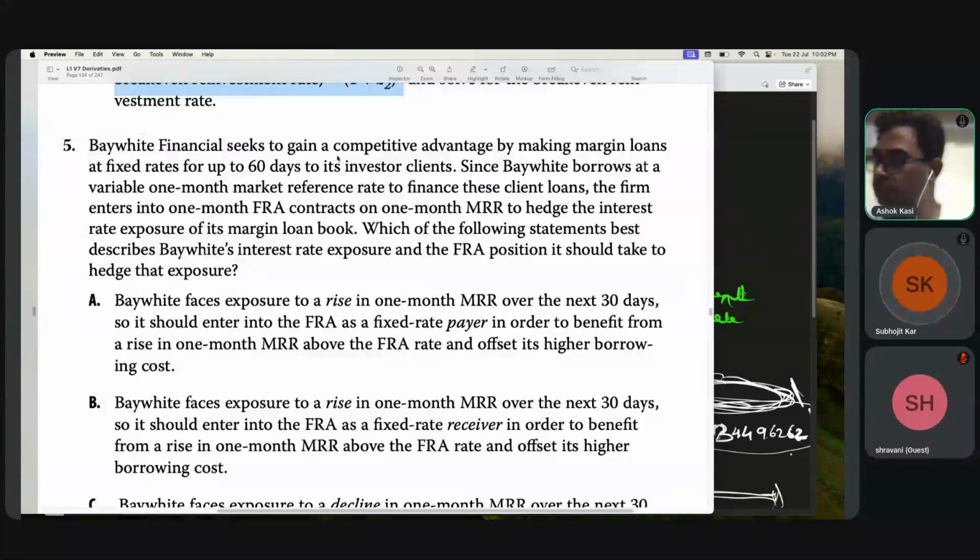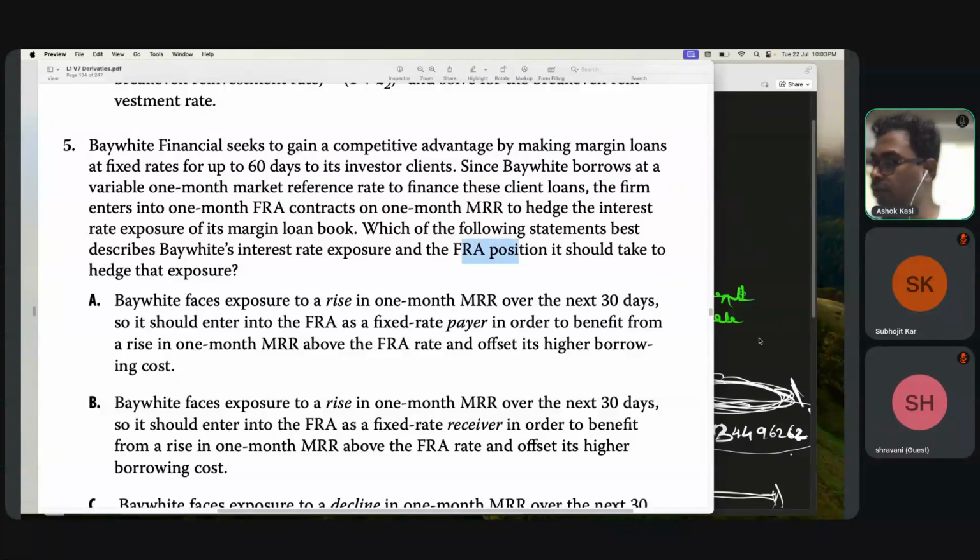Baywhite Financial seeks to gain a competitive advantage by making margin loans at a fixed rate for up to 60 days to its investors' clients. Since Baywhite borrows at a variable 1-month market reference rate to finance these clients' loans, the firm enters into 1-month FRA contracts on 1-month MRR to hedge the interest rate exposure of its margin loan book. Which of the following statements best describes Baywhite's interest rate exposure and the FRA positions?